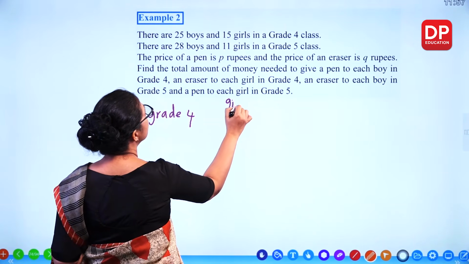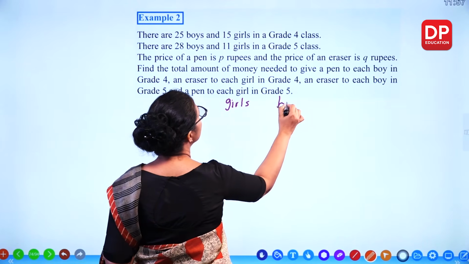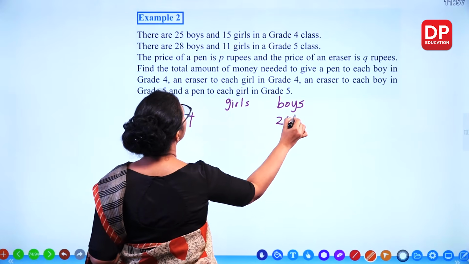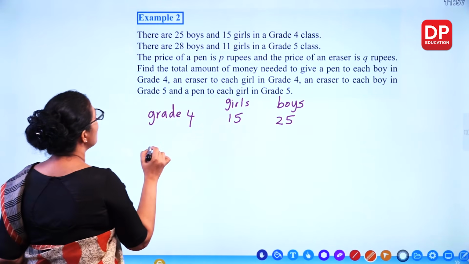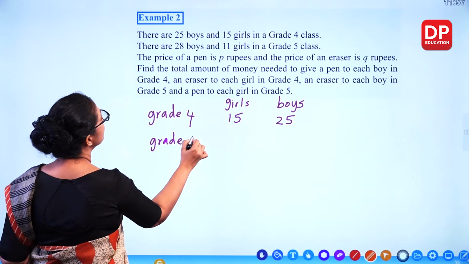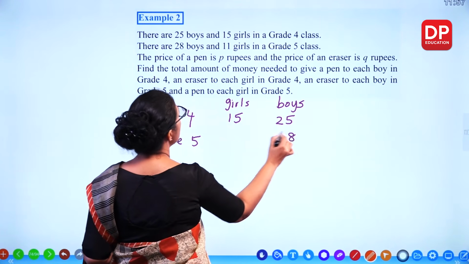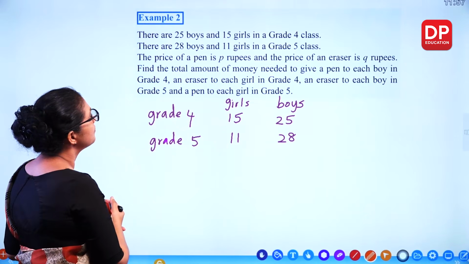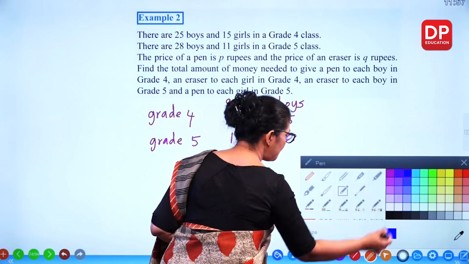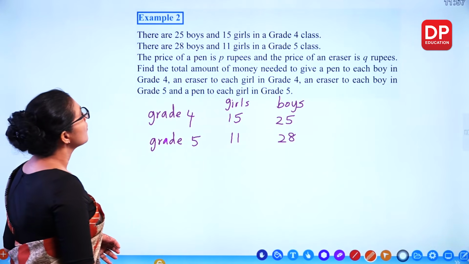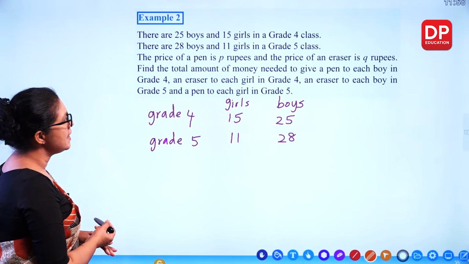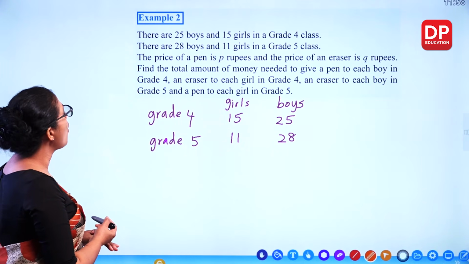girls, boys. There are 25 boys and 15 girls in grade 4. Grade 5, 28 boys and 11 girls. The price of a pen is P rupees and the price of eraser is Q rupees. Find the total amount of money needed to give a pen to each boy in grade 4.